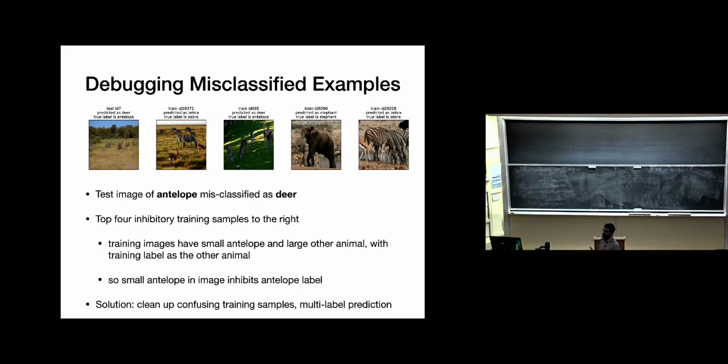So the neural network is seeing small antelopes and some other animals, right? But then the training data is saying, no, that's not an antelope, it's the other animal. So the neural network is saying, whenever I see small antelope, it's not an antelope, right? And so that's exactly what has happened on the left-hand side. And so this gives you a lot of insight as to why the neural network is thinking this is not an antelope, because the training data is telling it that it's not an antelope.